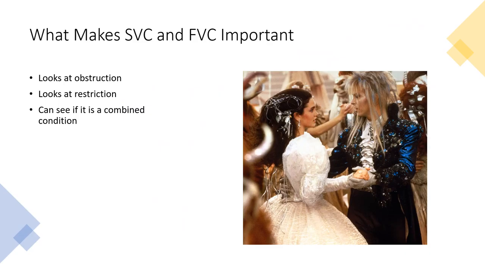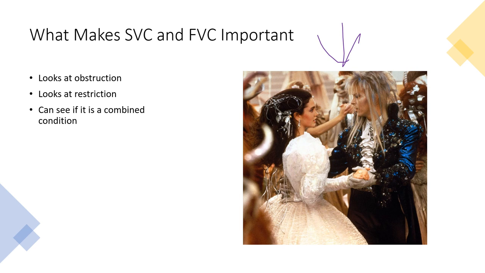So what makes the slow vital and forced vital important? Well, they look at obstruction and restriction, and we can see if it's a combined issue. If we just did forced vital capacity only, then it could misdiagnose someone as a combined condition. If we just did slow vital only, we wouldn't get flow rates. So they work well together. It's a beautiful dance, right? They both work together to help us diagnose or to solve the problem of getting the quantification of someone's pulmonary function.